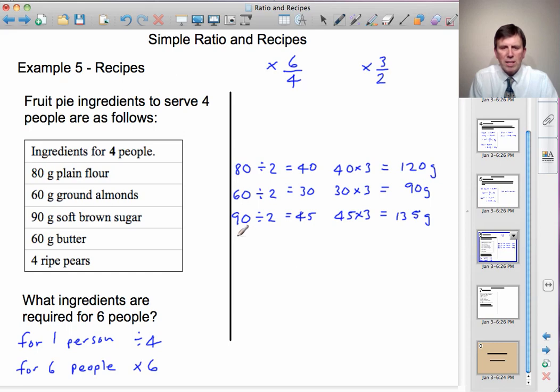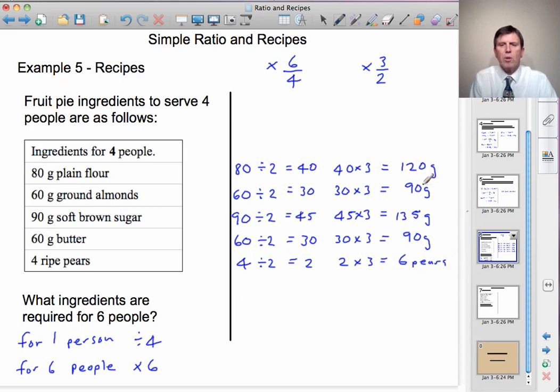60 grams of butter, 60 divided by 2 is equal to 30, and then 30 multiplied by 3 is equal to 90. So 90 grams of butter, just like we had 90 grams of almonds. Finally, the pears, 4 divided by 2 is equal to 2, and 2 multiplied by 3 is 6, and that's 6 pears.